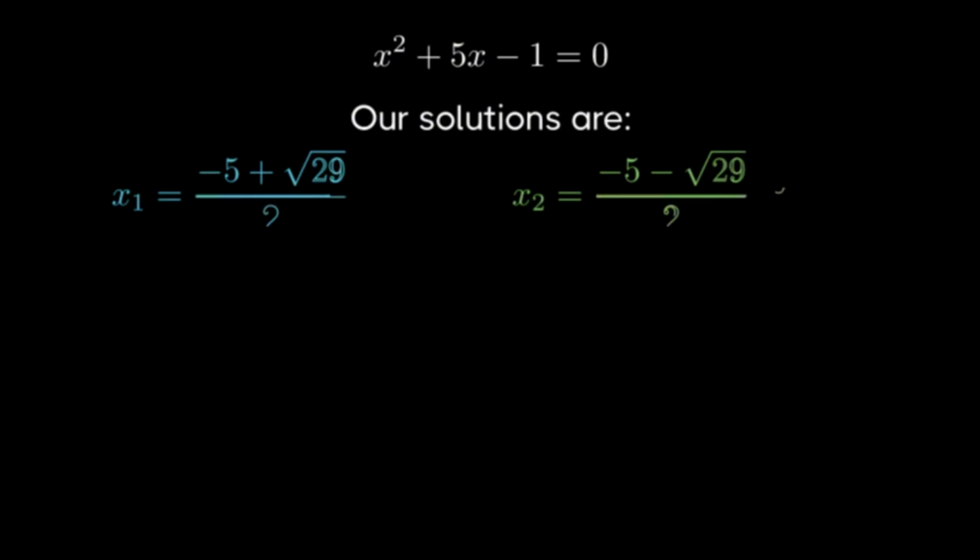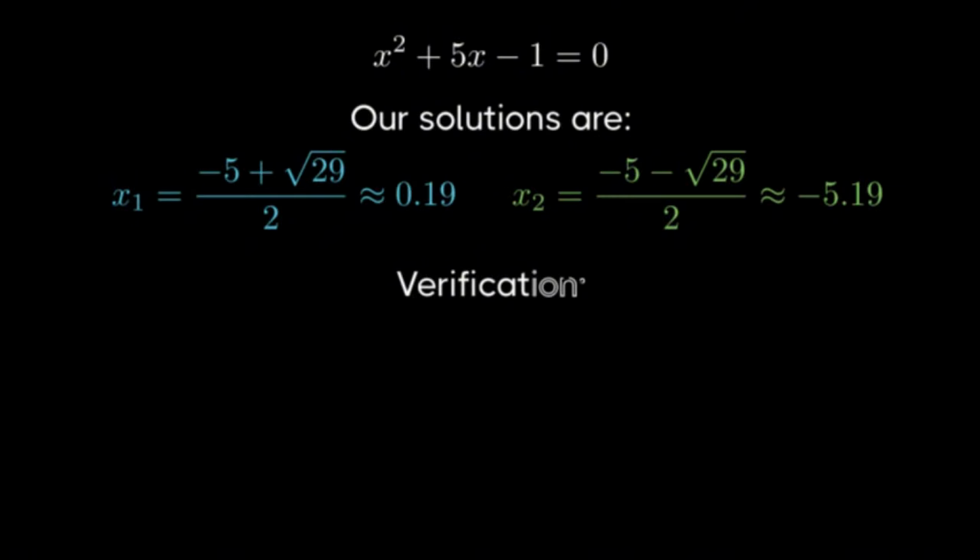Now that we've found our solutions using the quadratic formula, let's verify that they actually work by substituting them back into our original equation x squared plus 5x minus 1 equals 0. Using the quadratic formula, we found two solutions to this equation. These are the values of x that make our quadratic equation equal to 0. To confirm these are actually solutions, we need to substitute each value back into our original equation. If the equation equals 0 when we plug in these values, then we found valid solutions.